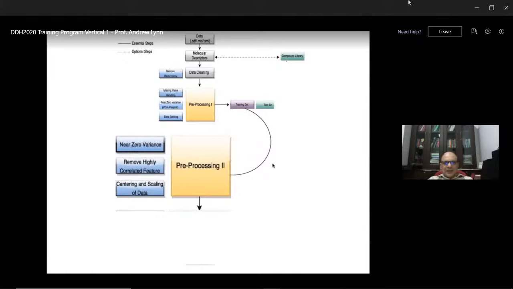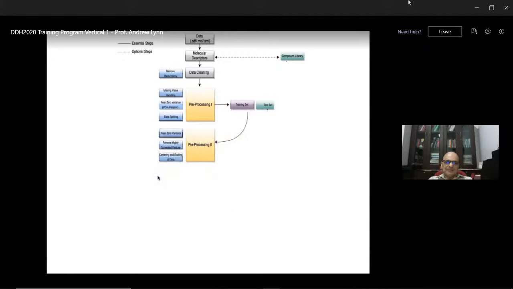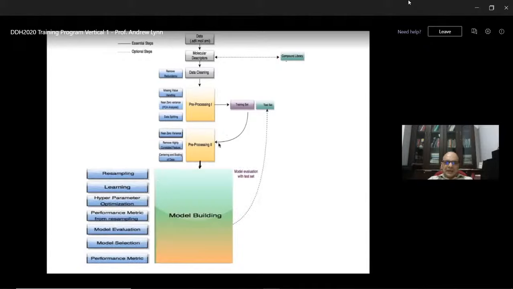So if I take my training set now and I do a second pre-processing if need be, this is again optional. And then we build the model on this. You have to resample, learning. These are various points that we would build in for this. Hyperparameter optimization, performance metric from this. The performance metric we'll mention. Model evaluation, model selection, and performance, from resampling and performance metrics overall, which are applied on this test set.